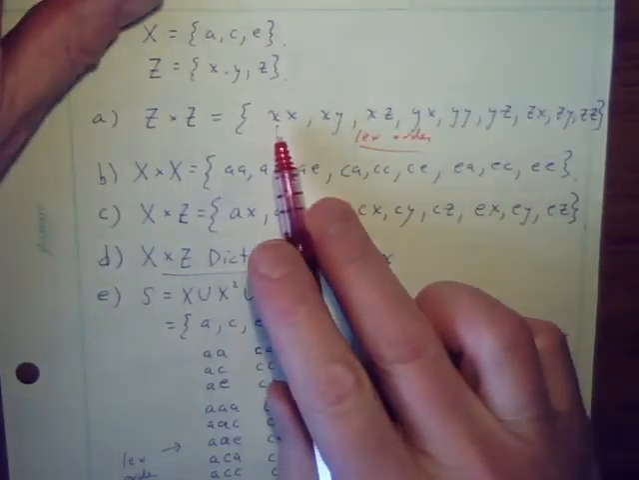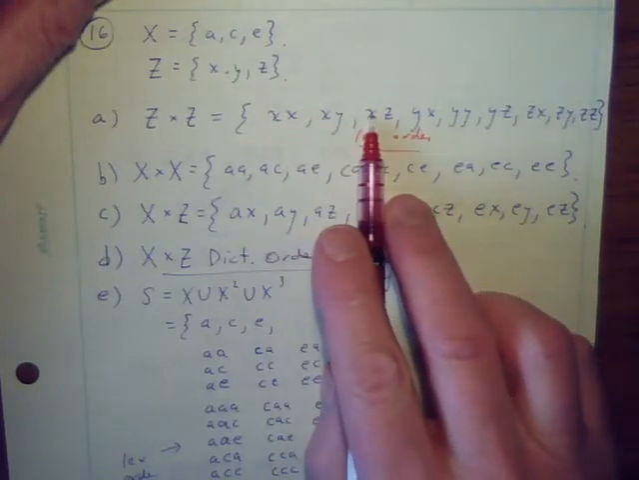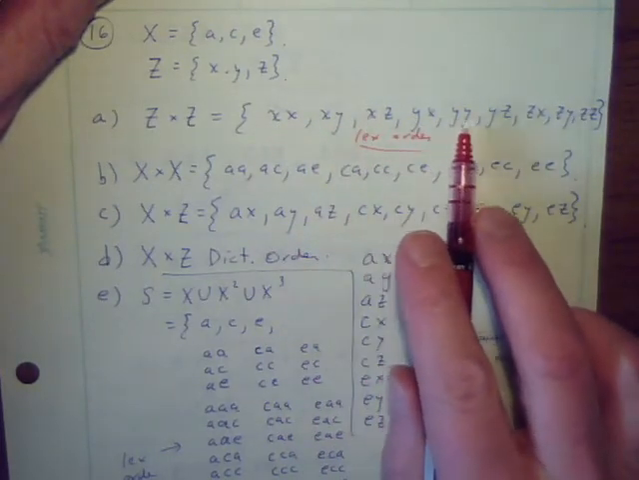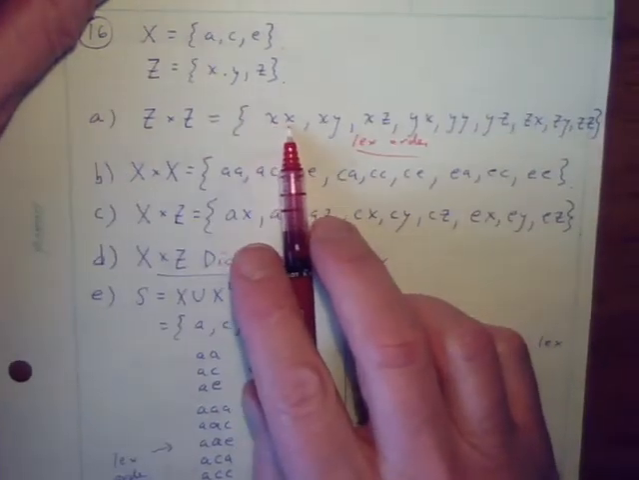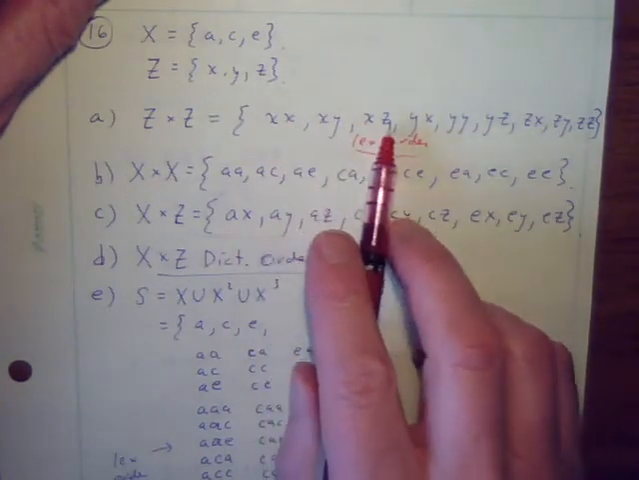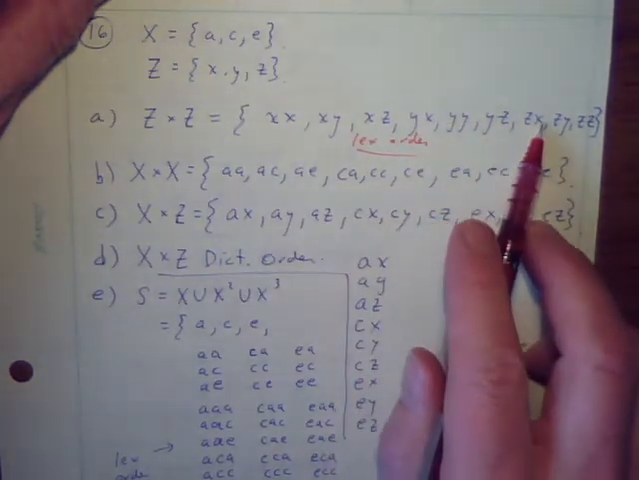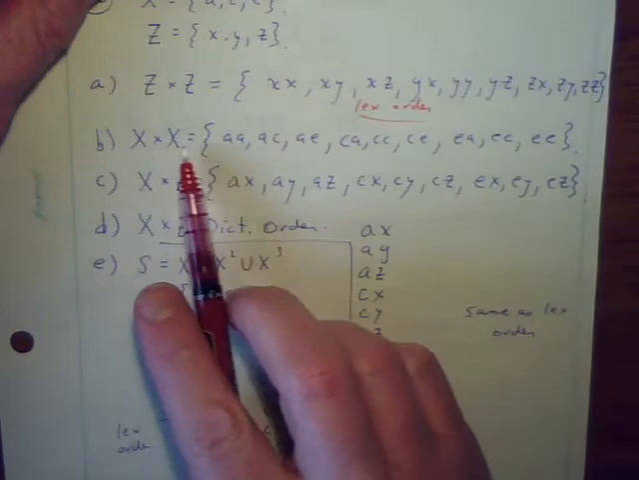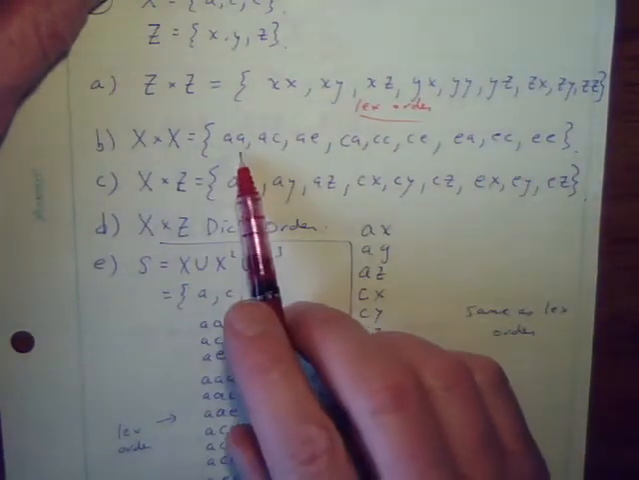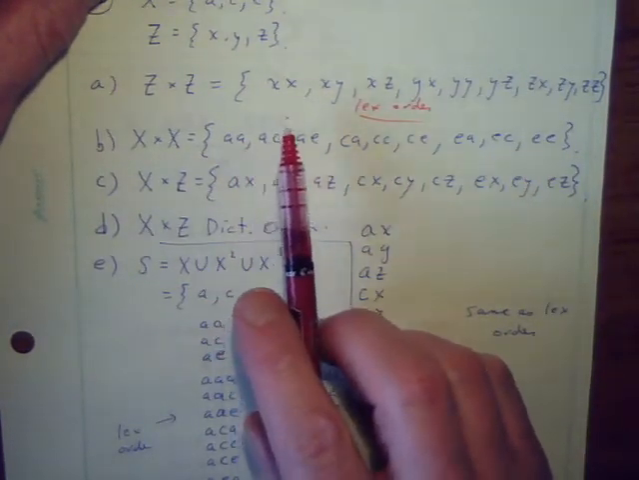To help me keep track, I start with the X at front, and then go to the Y in front, and then go to the Z in front. And for the second element, I cycle through X, Y, Z, X, Y, Z, X, Y, Z. That's my pattern. For X cross X, I'm going to do the same thing, except it's A, C, and E rather than X, Y, and Z.